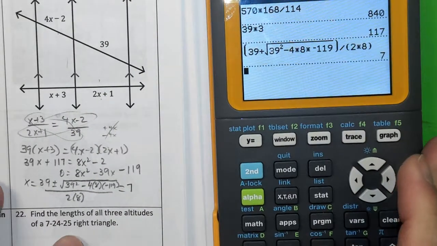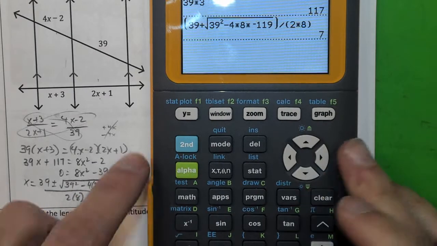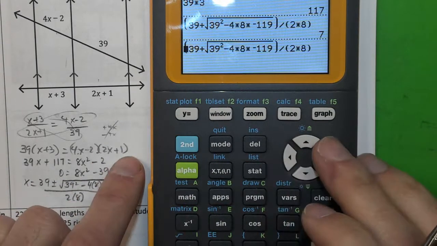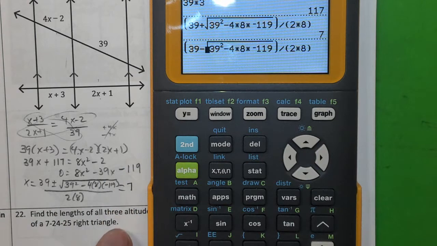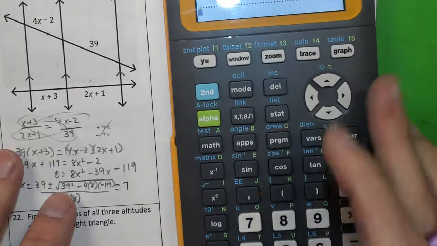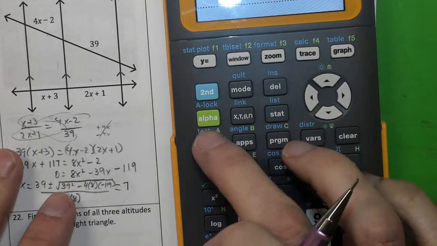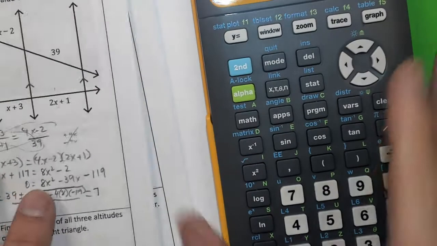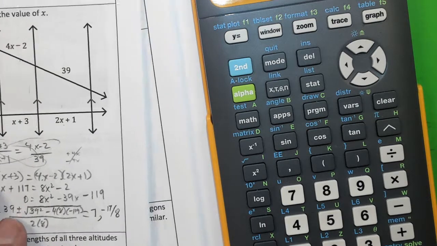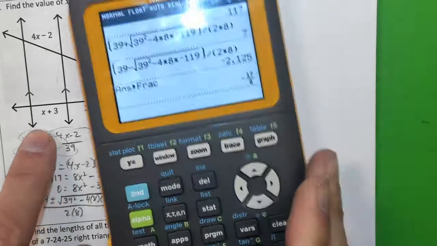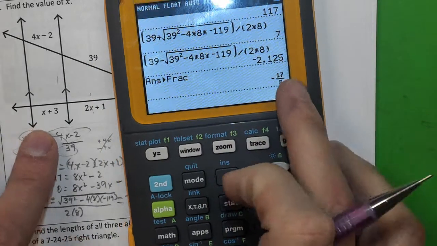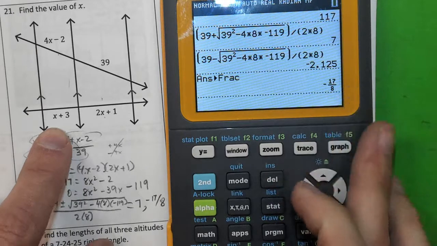All right, and then for the other one, I'm just going to hit second enter, pull this thing back up, and then scroll over, and on top of the plus sign, put a minus sign. And the other one is a negative 2.125. I could, if you wanted to, math enter that, turn that into a fraction as negative 17 over 8. Now, a negative 17 over 8 or a negative 2.125, let's see if that is a sensible answer here.